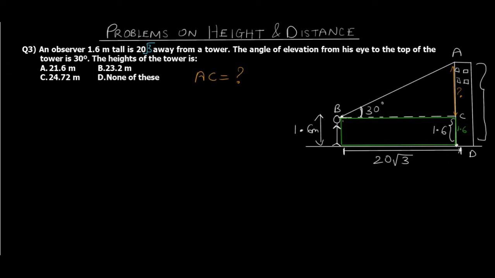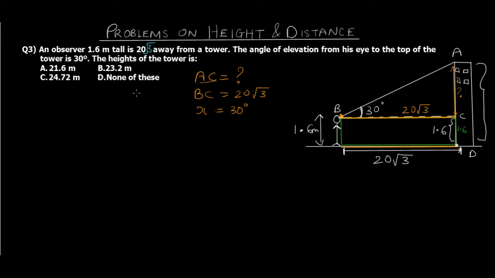We already know this value because again we know the value of the base, that is the distance from the person to the tower, is 20 root 3. So if this is 20 root 3, then this also has to be 20 root 3, because it is forming a perfect rectangle and opposite sides of a rectangle are equal. So we know BC, that is this point B and C, is 20 root 3. The angle X is 30 degree. So these are the different values given and we need to find out AC.